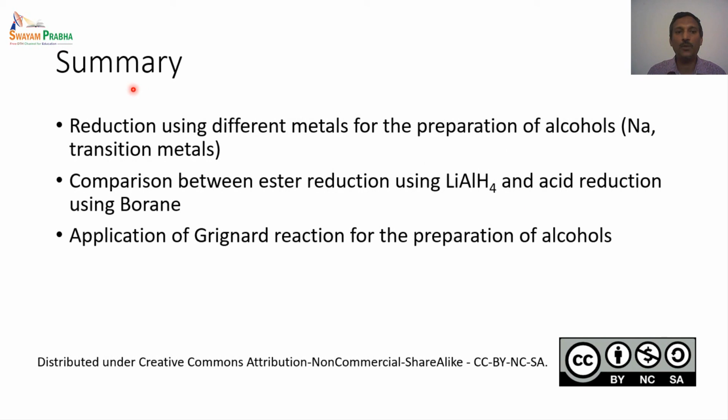So in summary, we have studied the reduction using different metals for the preparation of alcohols. Basically, sodium was used for the Bouveault-Blanc reduction, and various transition metals were used for the reduction of carbonyl groups. We also did a comparison between ester reduction using lithium aluminium hydride and acid reduction using borane. Why acid cannot be reduced by LAH and how acid can be reduced by borane are the two things we have studied. And we also studied various applications of Grignard reagents. Basically, formaldehyde gives primary alcohol, aldehydes other than formaldehyde give secondary alcohols, and ketones give tertiary alcohol. So all those methods we have studied in this session. With this, we conclude this session.